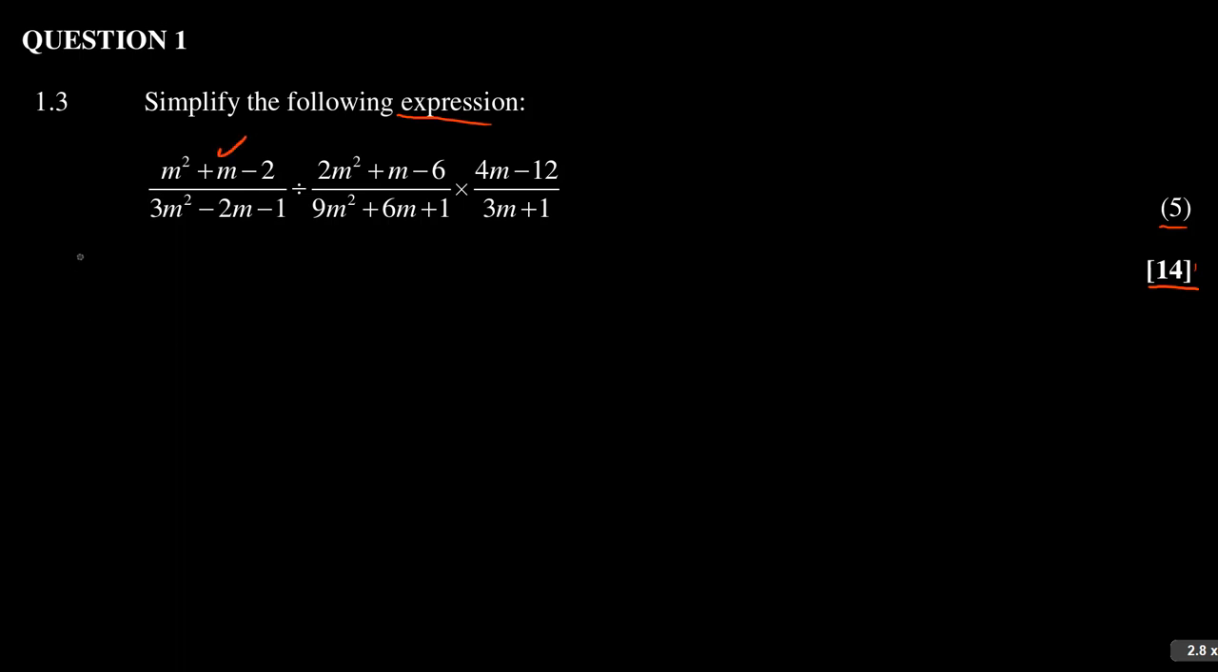I'm having m squared plus m minus 2. Now I need to factorize this, and the best method of factorizing that I use is called the product sum method. In the product sum method, what I do is I take the first and the last, I multiply them, they give me what is called the product, and then the center one gives me the sum, which is s for the sum.